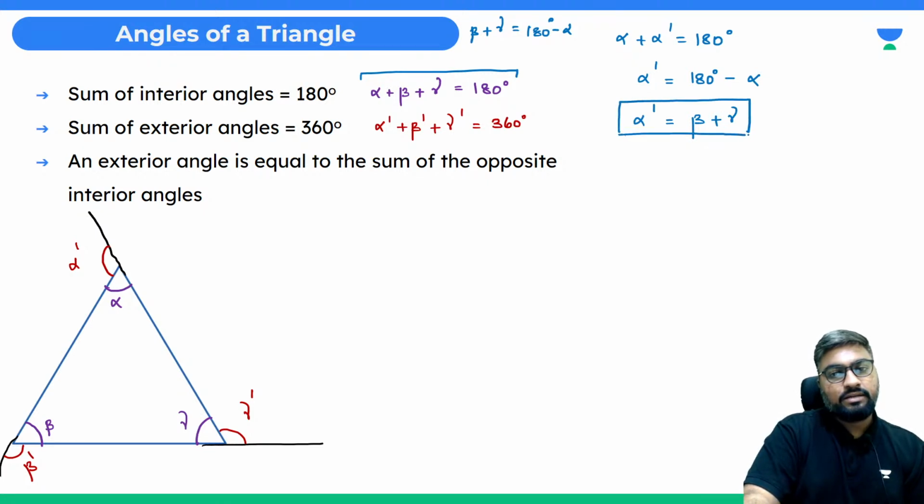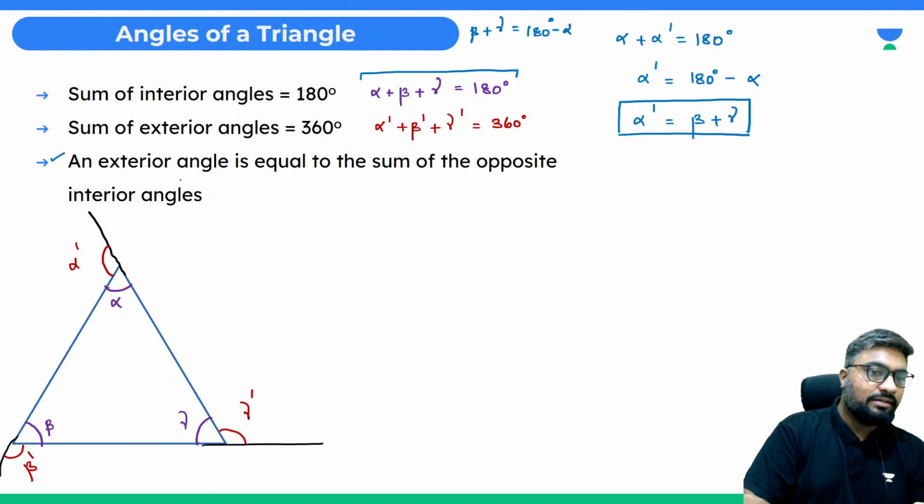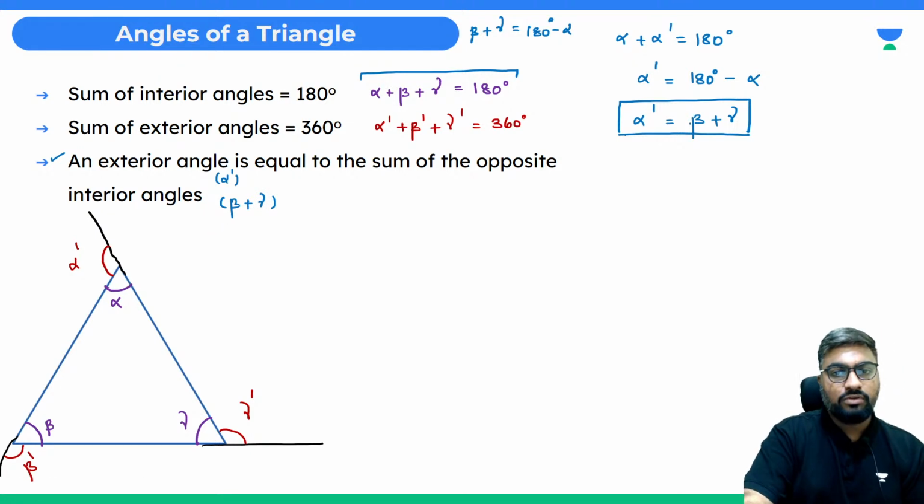This is our third property. This is the third property with triangles. An exterior angle, that is alpha dash in our case, is equal to the sum of the opposite interior angles. इसके opposite मतलब alpha को छोड़ के बाकी के दो angles, which is what? Beta and gamma, will be equal to beta plus gamma. आया समझ में guys? एक बार हाँ बोल लो.